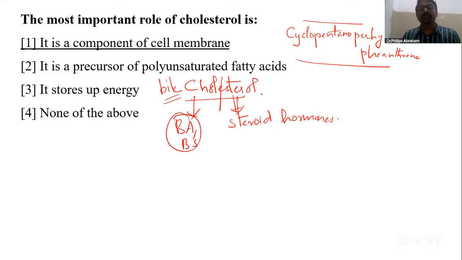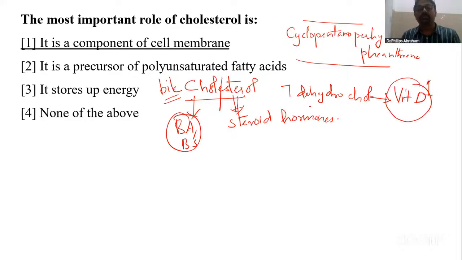Third, we know 7-dehydrocholesterol, when the light falls, what is produced? You can say by yourself, that's vitamin D. So, the three major compounds produced from cholesterol are: 1, vitamin D; 2, steroid hormone; 3, chole, meaning bile acid, bile salt.